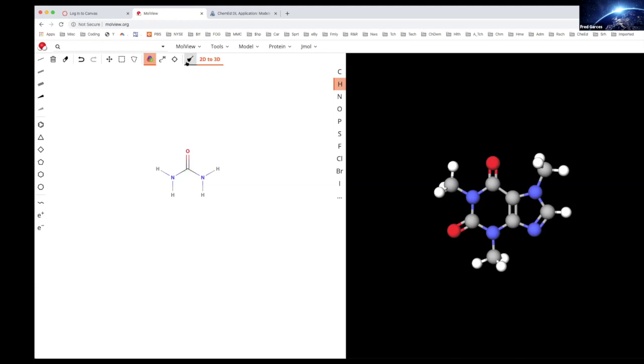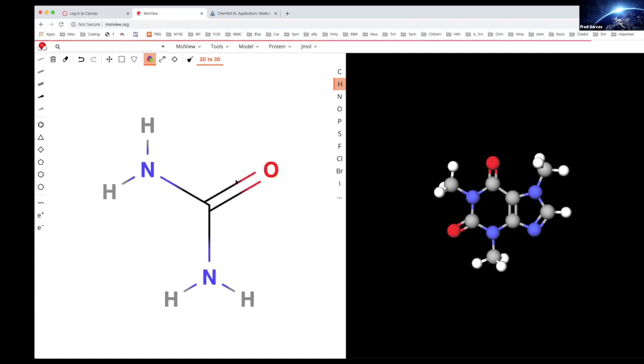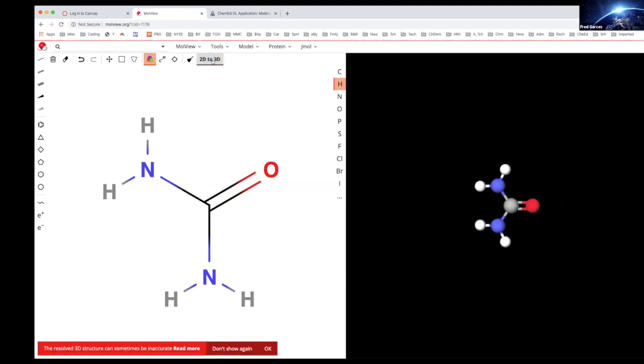I'm going to clean this up. So I'm going to take my broom and clean it up. It's going to minimize the energy, and that's the structure. Then I'm going to render it to a 3D structure. That's urea right there. Okay.